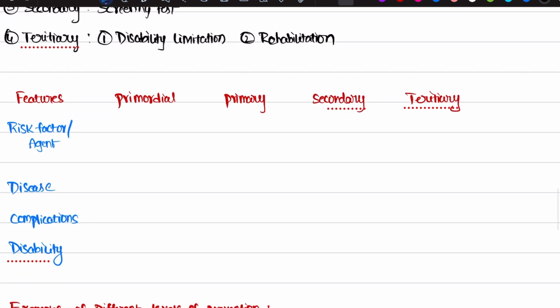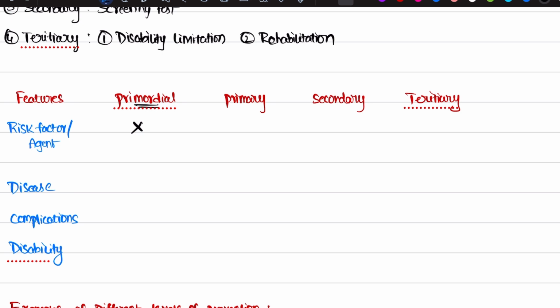See, here I am going to make a small box, so you are going to answer it easily if any question comes from this box. Okay, so let's mark it. See, in the primordial level of prevention, was a risk factor present or absent? In the primordial, right? No risk factor present.